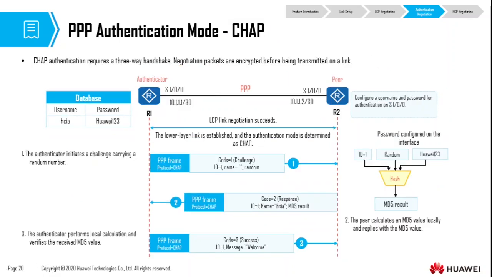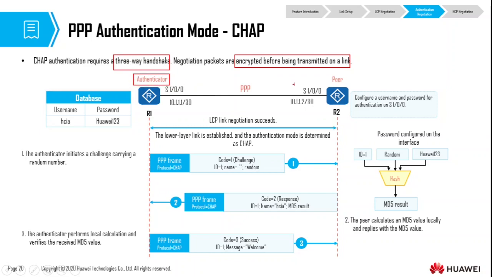Okay, so the next one is CHAP, Challenge Handshake Authentication Protocol. CHAP authentication requires what we call a three-way handshake. So negotiation packets are encrypted before being transmitted on the link.